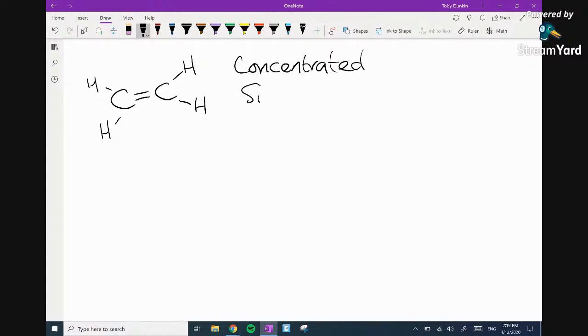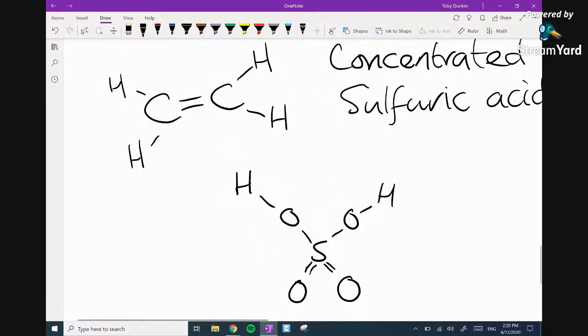Concentrated sulfuric acid. And you have to know this, folks. Yeah, sulfuric acid. Here's what it looks like. This is what H2SO4 actually looks like. If you've had me as a teacher all year, then you'll probably have already seen it. I try and draw it as often as I can. It's a horrible thing. It's a bit gangly.